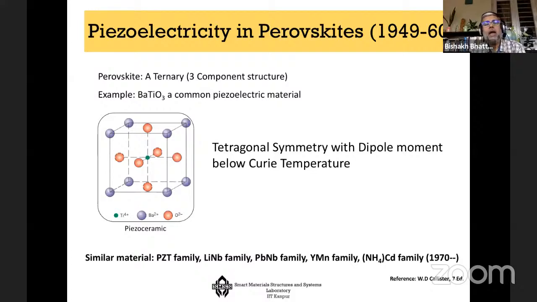Now we can explain why such a thing happens by considering one of the special materials, which is an ABO3 or a perovskite material. It is a double oxide, barium titanium oxide. It's a ternary, three-component structure where the titanium is at the center. As you can see, it's a tetragonal structure, and then bariums are at the vertices and oxygens are at the face centers.